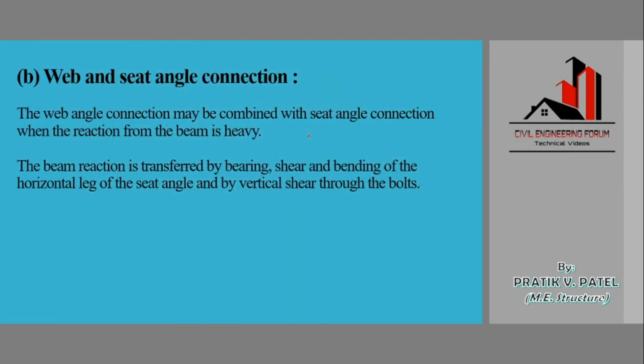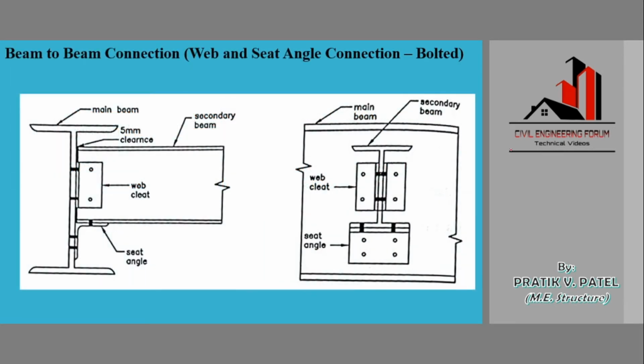Moving further, our second type of connection between beam to beam is web and seat angle connection. The web angle connection may be combined with the seat angle connection when the reaction from the beam is heavy. The beam reaction is transferred by bearing, shear and bending of the horizontal leg of the seat angle and by vertical shear through the bolts. Let us understand this again from the figure. Beam to beam connection, web and seat angle connection.